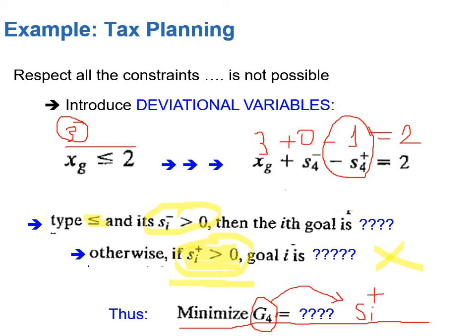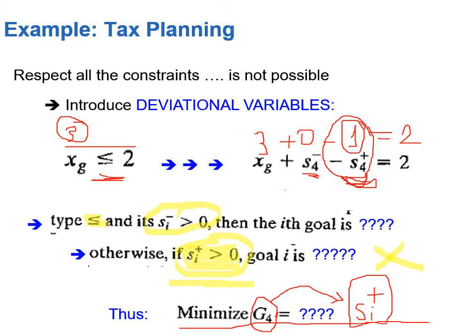If our constraint is a less than or equal to type constraint, and if the negative deviation takes a positive value in the optimal solution, then the constraint is already satisfied. Then we are happy. But if the positive deviation takes a positive value, it means that we exceeded our target. So in this example, we exceeded our target by 1 unit. But you can exceed it by 2 units, 3 units, 5 units, but our objective is to minimize that deviation as much as possible. That's why, as a goal, we want to minimize this Si plus.